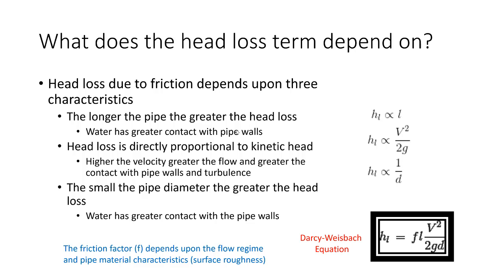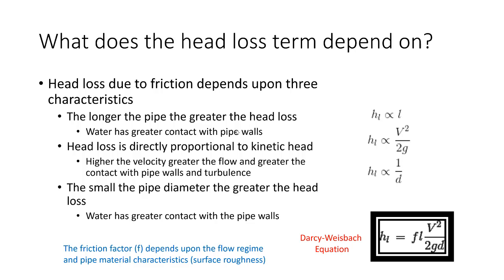The head loss is also proportional to the kinetic head. Obviously, the greater the velocity with which the water is moving, the more is the chance for that water to be in contact with pipe walls, and also there is turbulence, which causes energy loss. So the head loss is proportional to the velocity head of V squared over 2g. And similarly, the smaller the pipe diameter, the greater the head loss. This is also intuitively obvious because if I have a smaller diameter pipe and everything else stays the same, the water is in greater contact with the pipe walls, which causes frictional resistance.